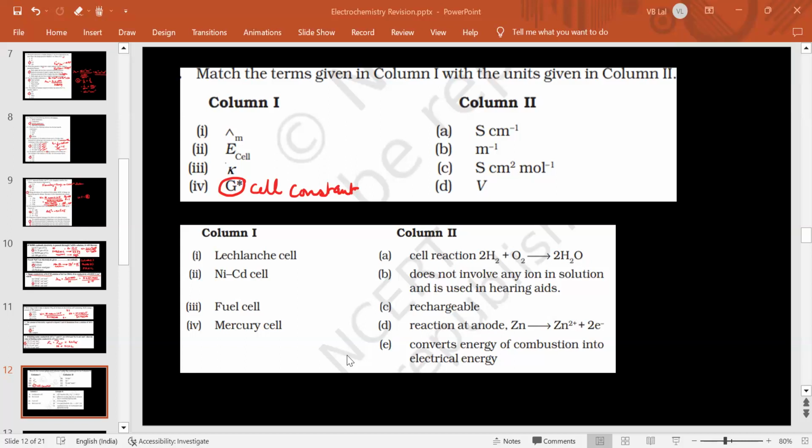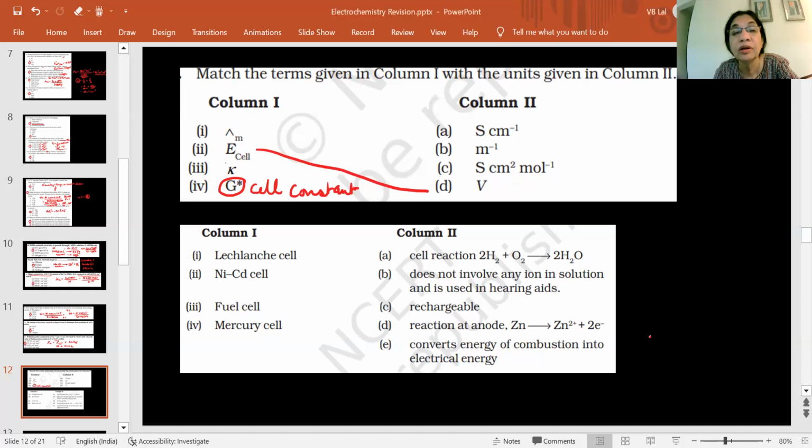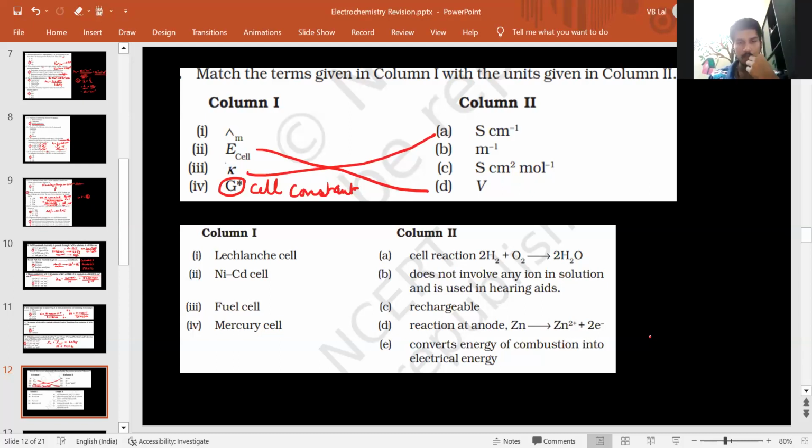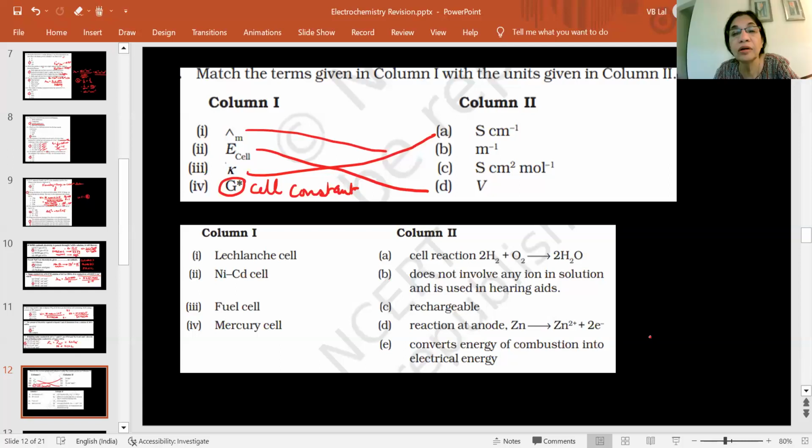Ma'am, yes, ma'am. Yes, tell me the answer. Ma'am, for E cell it's D, ma'am, volts. This is D, very good. Then kappa should be what? Is this one? And this is it not C, ma'am? No, this C is cell constant, this one.